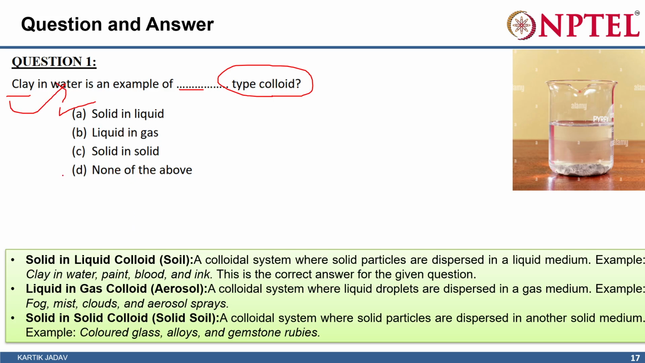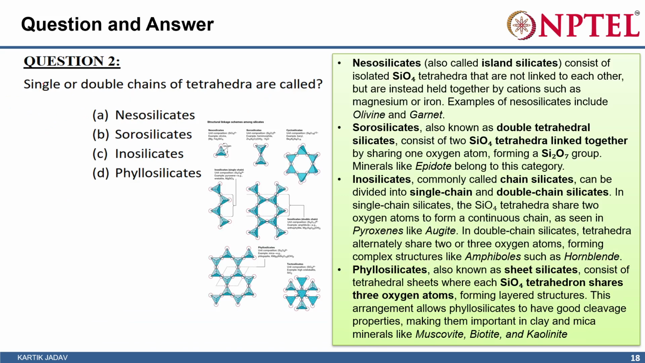The other options are not relevant, because liquid in gas colloid is a colloidal system where liquid droplets are dispersed in a gas medium, like clouds, fog, mist and aerosols. While solid in solid colloid is a colloidal system where solid particles are dispersed in another solid medium, like colored glass, alloys and gemstone rubies. So clay in water is known as a solid in liquid type of colloid. Correct answer is A.